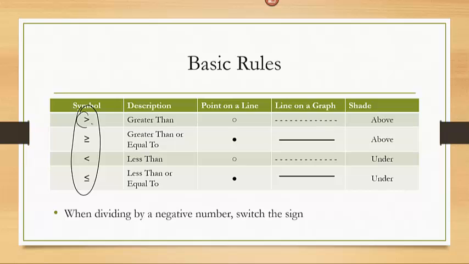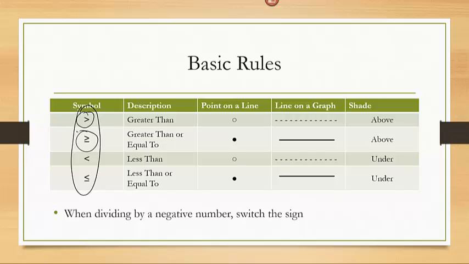This symbol here stands for greater than. On a number line, it is an open circle. On a graph, it's a dashed line, and when you shade, it's above. For this symbol, it means greater than or equal to. On a number line, it's a solid dot, and on a graph, it's a solid line.